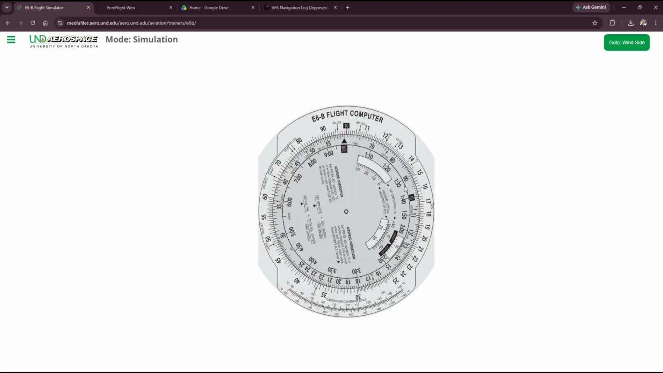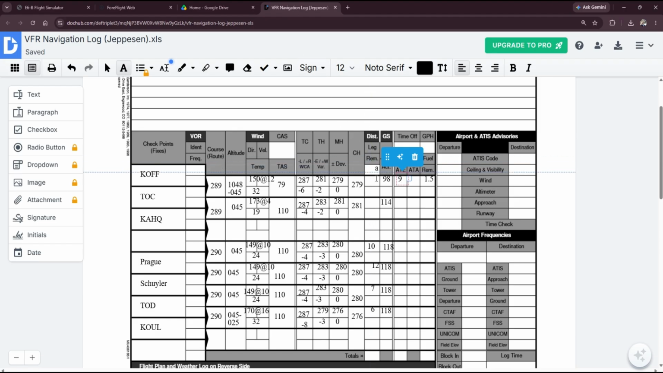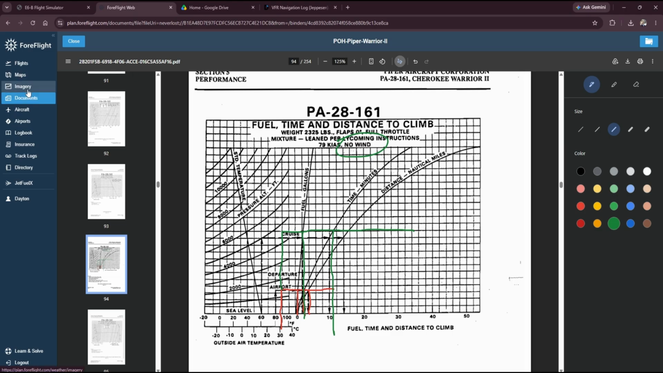The inner ring is always your minutes. The outer ring is your distance. So for 9 minutes, looks like we're going to do 15 miles. So we'll put over here 15. And there you go. So now what we can do is go back over to ForeFlight.